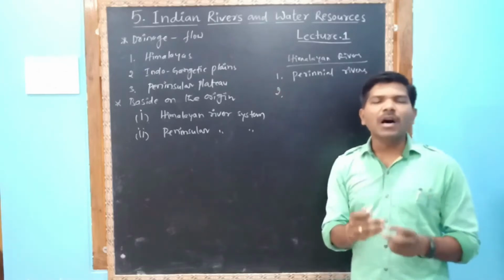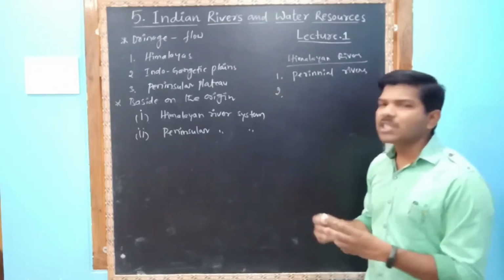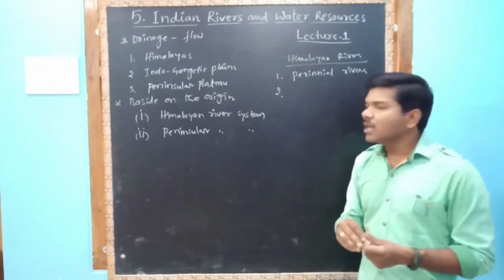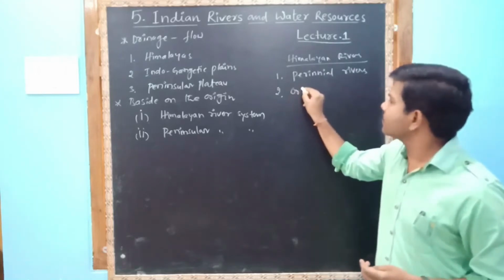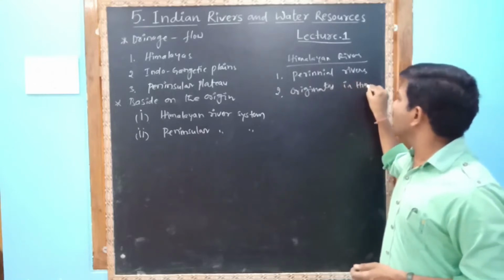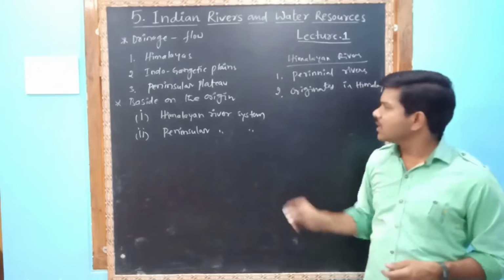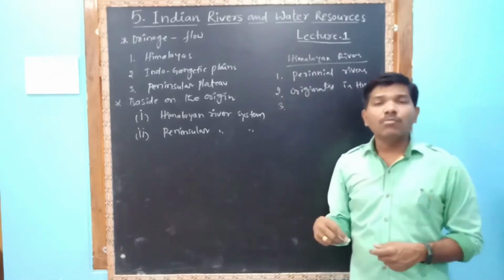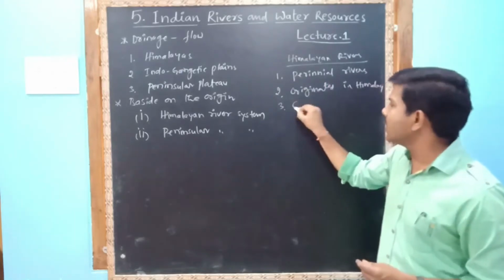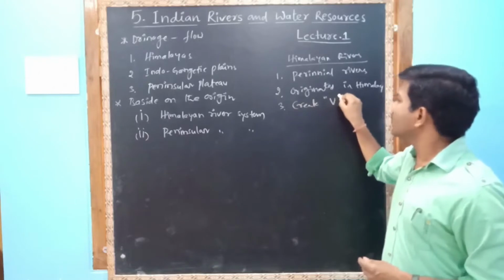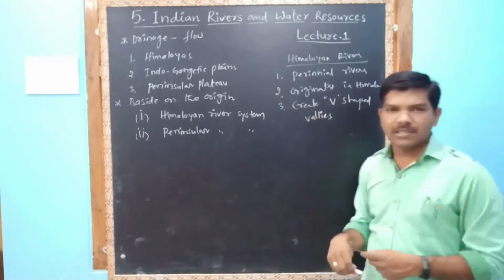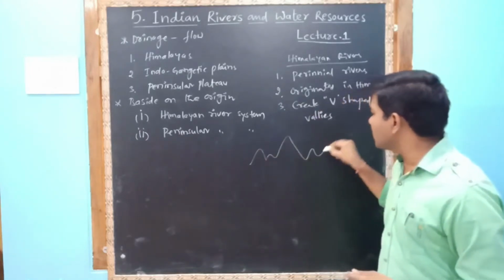Second, most of the Himalayan rivers originate in the same place, in the Himalayas. Third, most Himalayan rivers carve V-shaped valleys. V-shaped valley means, for example, this is a mountain, and whenever water flows, it cuts the land and creates a valley in V shape.